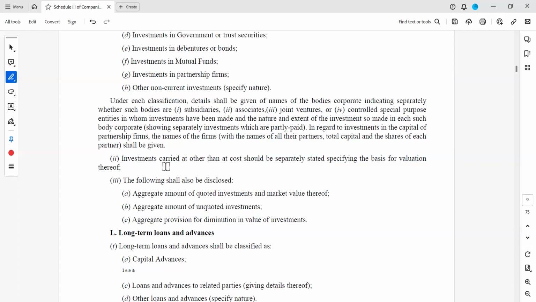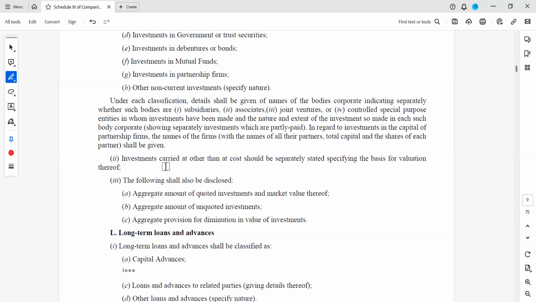See, what will happen if you increase the value of investments, then you have to take a reserve because it is going to be a profit. Okay, that means you are increasing the value of your balance sheet. Okay, so that is the reason they are saying you have to be very specific and you have to mention the basis of valuation thereof. Okay, it is not realized income.